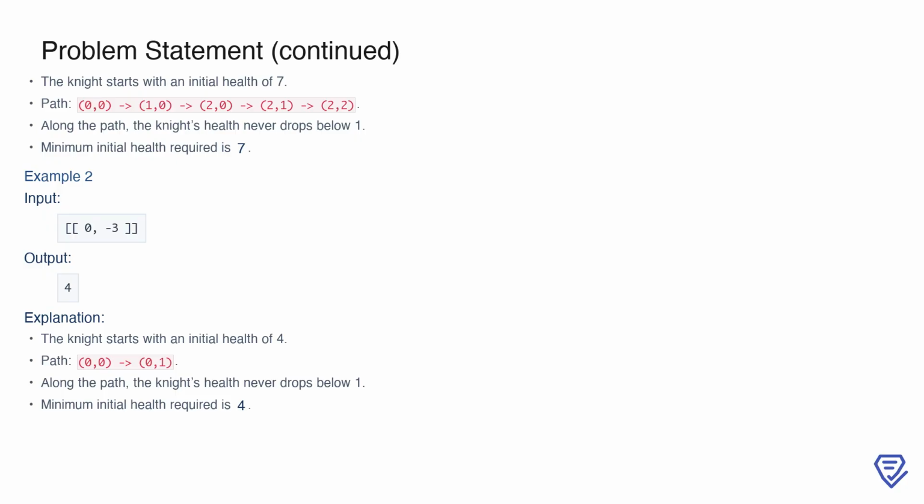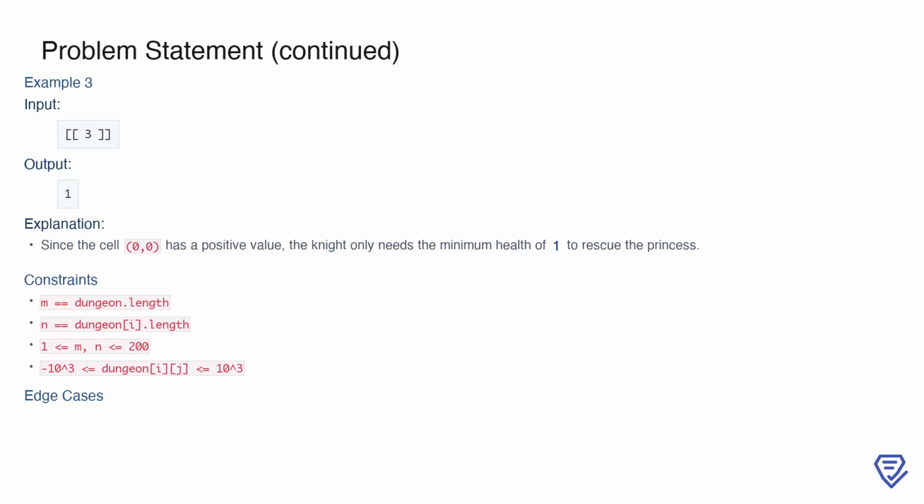In another example, where the dungeon grid is smaller, such as a 1x2 grid with values 0 and -3, the minimum initial health required is 4. By starting with 4 and moving right, the knight's health remains at least 1 at all times. For a single-cell dungeon grid like 3, the knight only needs the minimum health of 1 to rescue the princess, as this cell has a positive value. This means the knight does not face any health loss along the way.